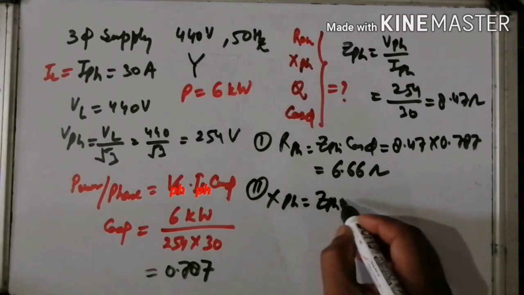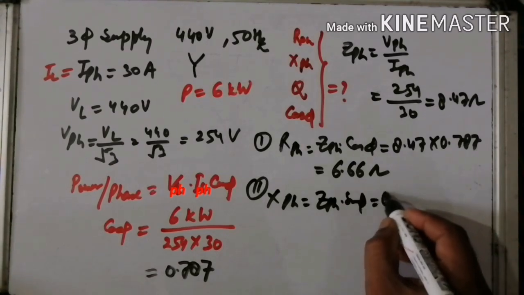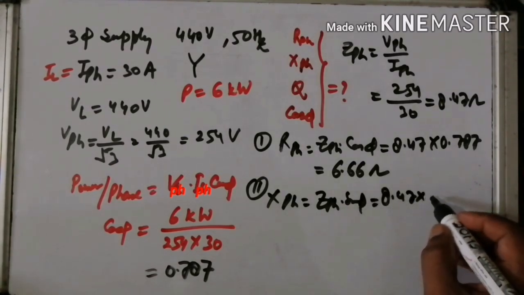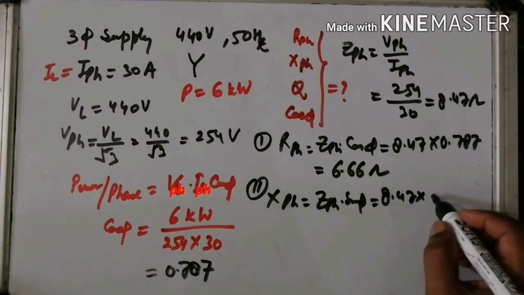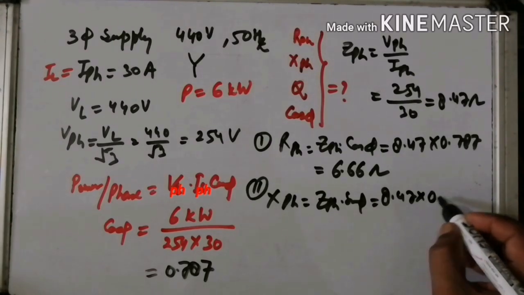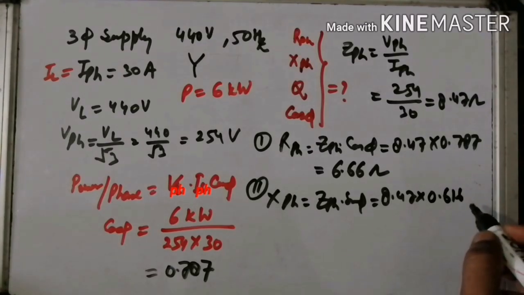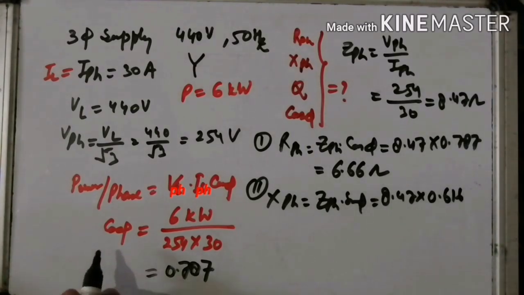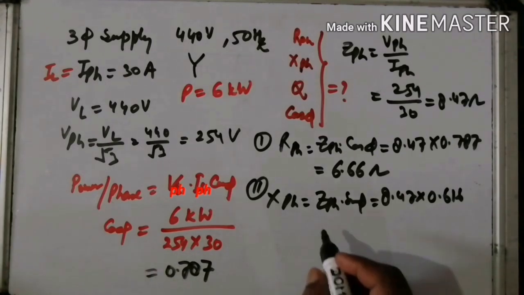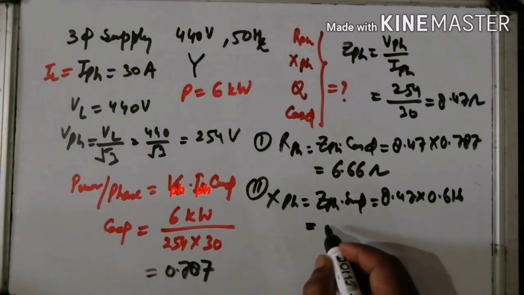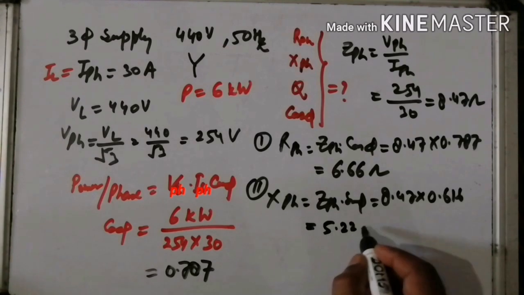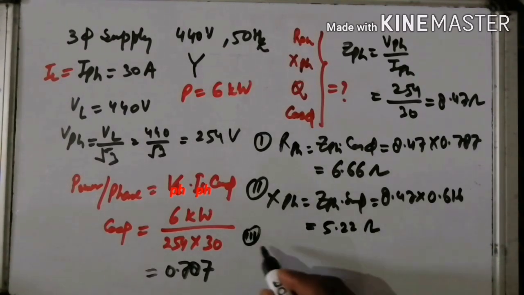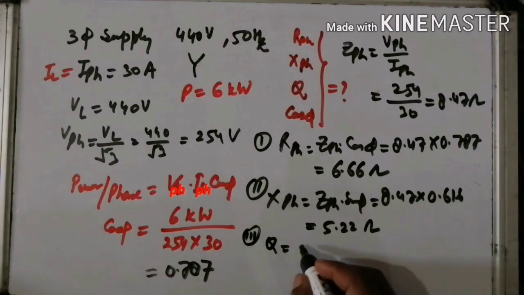Now the XPH, it is the second part, reactance. ZPH into sin phi, it is 8.47 into sin phi. Sin phi is 0.616. We can calculate the value of sin phi with the help of square root of 1 minus cos square theta. It is 5.22 ohm.